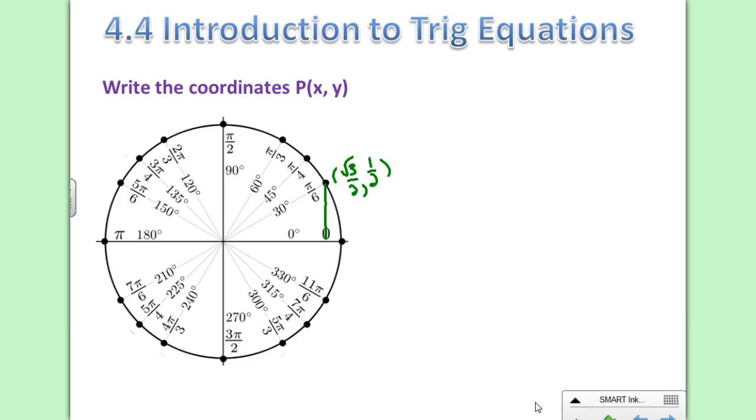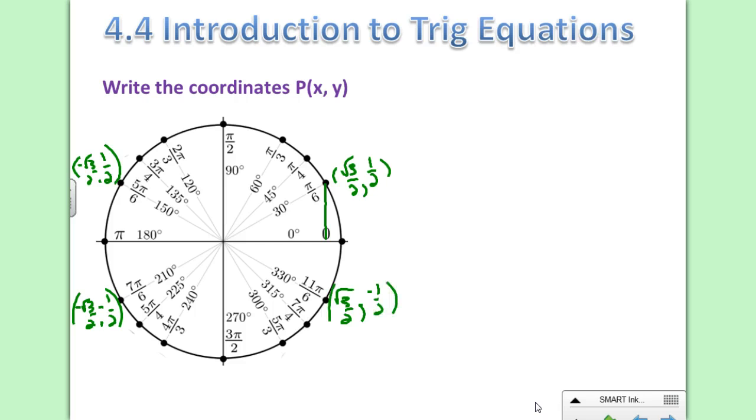And as soon as I've got that, I've also got this point here, which would be minus root 3 over 2 and positive 1/2. And this would be minus root 3 over 2 and minus 1/2. And last but not least, this point over here would clearly be positive root 3 over 2, but minus 1/2. And then I could do the other points.